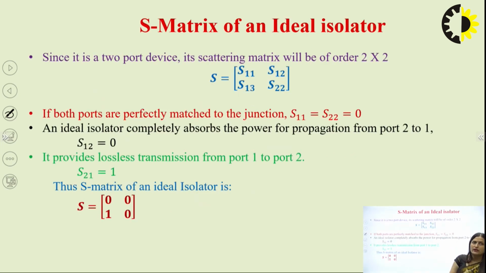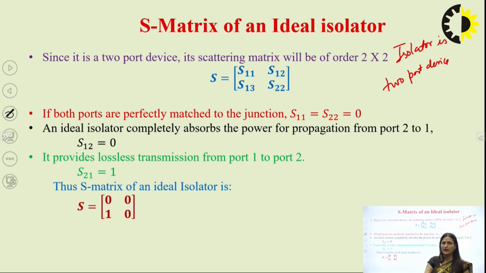So now we will discuss the scattering matrix of an ideal isolator. As we know, the isolator is a two-port device. So it has two ports, and the total number of elements in the S matrix is 2 by 2, that is 4. So the S matrix elements are S11, S12, S21 and S22.